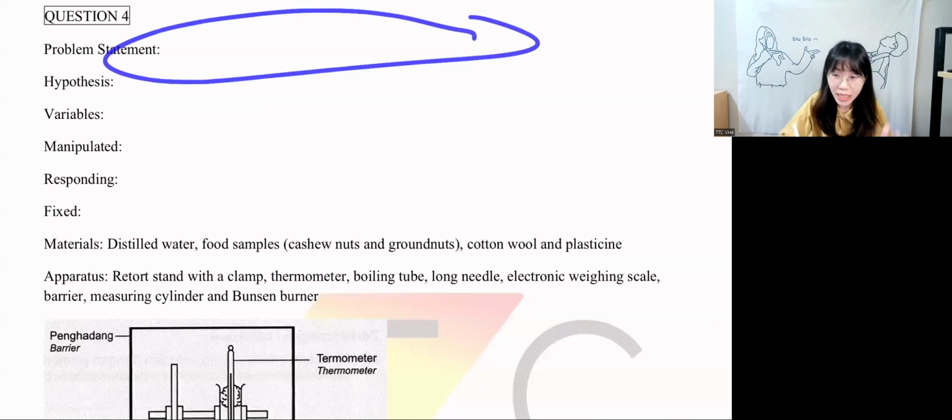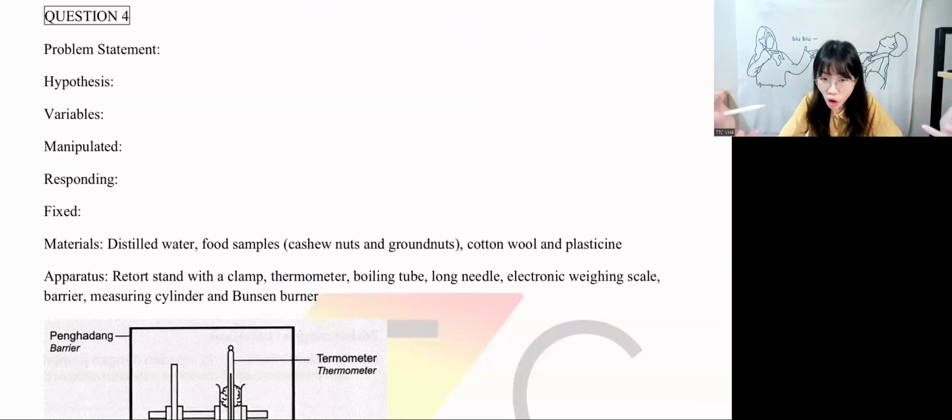Because a problem statement is where you don't know the answer. If you don't know, you don't need to write the correct one, it's also correct. Does cashew nut have the highest energy value, question mark, or does ground nut have the highest energy value, both answers are also correct because it's a problem statement. You don't know this before the experiment, but my suggestion is to write a correct problem statement. If you don't know which one is higher, do the experiment first, then you get your answer to write your problem statement.